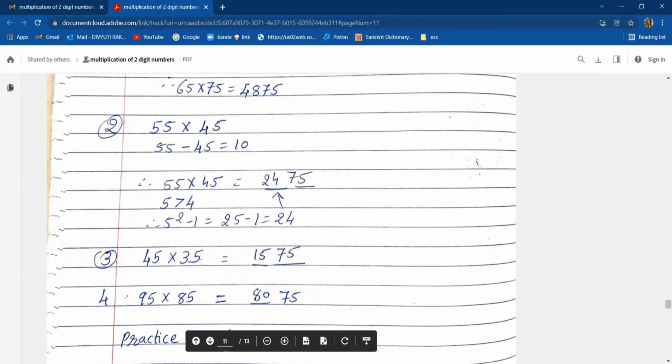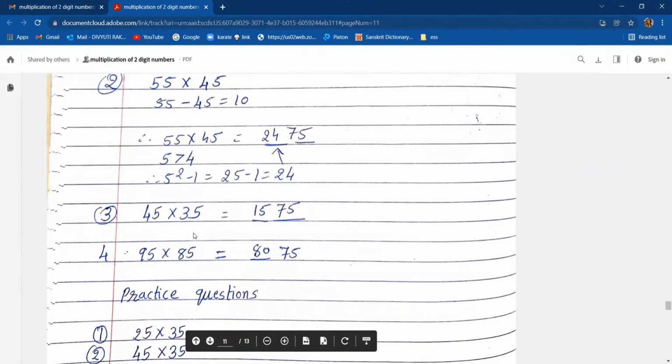Okay, now let's do it orally. 45 into 35. First simply put 75, and then out of 4 and 3, 4 is bigger, so 4 square is 16. 16 minus 1 is 15, so write 15, and 1575 is the answer. You can see how much time you can save by applying this Vedic mathematics. These are our Indian Vedic mathematics methods, which are very important to save time. You can take maximum benefit of this method if you achieve a good grip on it.